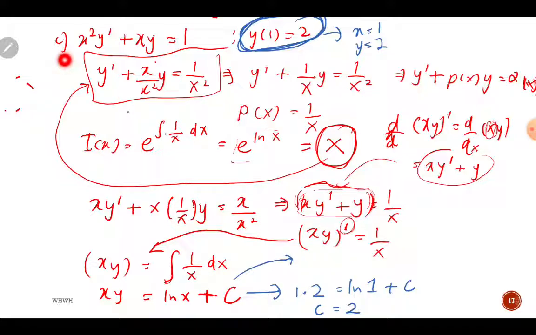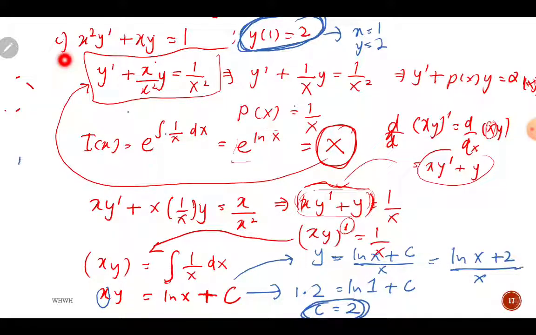Jadinya jawapan akhir kita y, saya bahagi ni, x ni saya bawa ke belah kanan. So we're going to have ln x tambah c per x, where our c here is equals to 2. So we have ln x tambah 2 per x. So this is the final answer untuk jawapan example 4C.